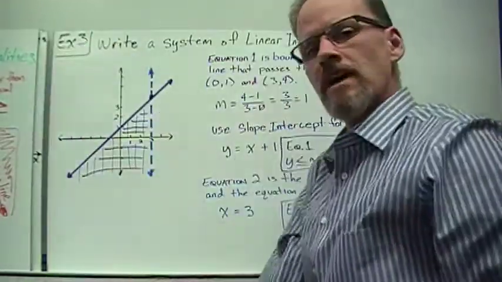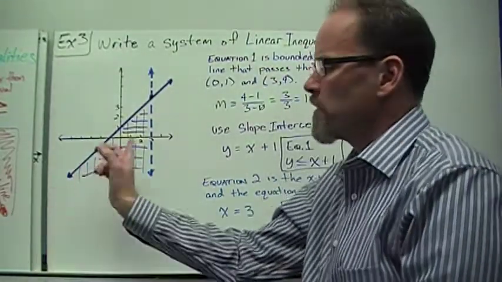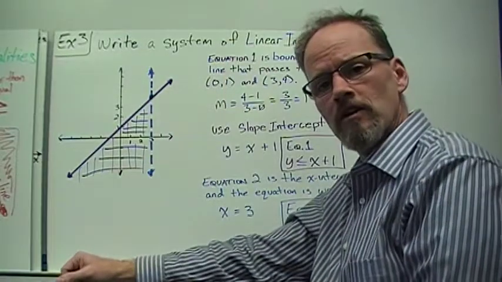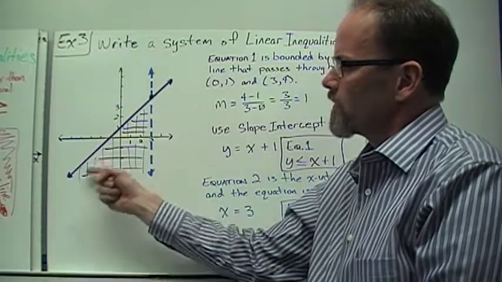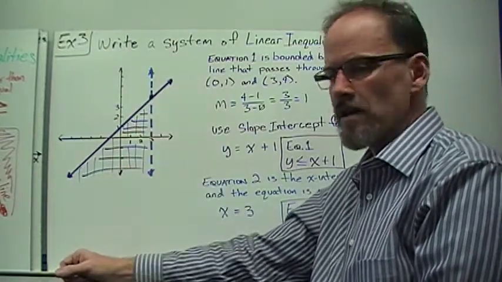All right, last example here, something a little different, and we're going to go backwards. This time I'm going to give you the graph, and I want you to write a system of linear inequalities from looking at the graph. Let's look at the first one first. I'm going to call this purple line equation number 1.